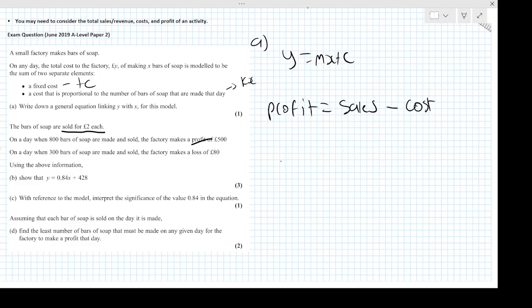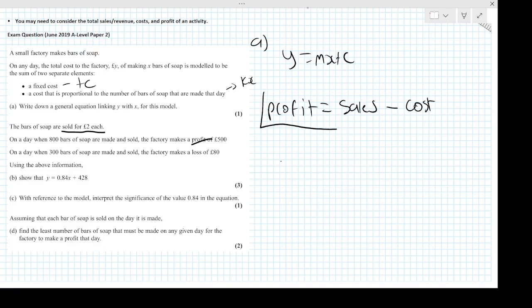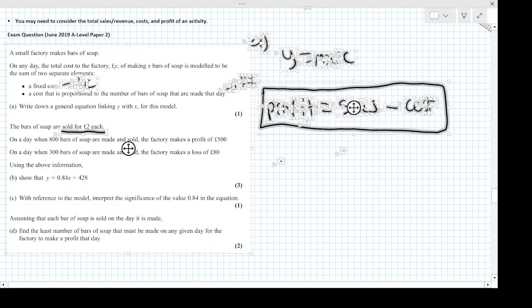It might seem fairly obvious to some people, but you do need to remember this equation, because it's not explicitly taught in the textbook. I guess they assume you need to know it. In a minute you'll see it's really handy to write this equation down, because it allows you to work with it more easily. So in general, when we're dealing with selling stuff and it talks about profit and cost, you might need to use this formula. Profit is sales minus cost.